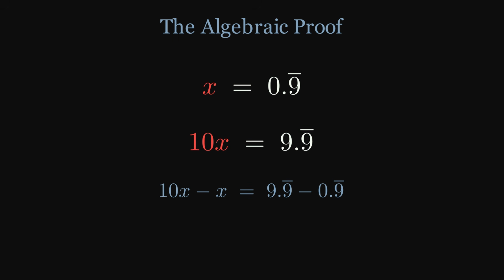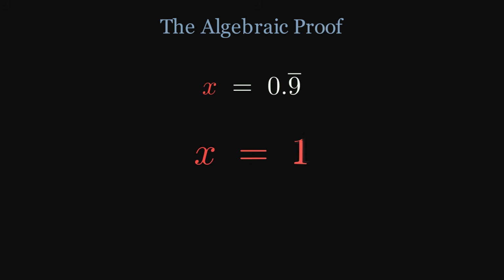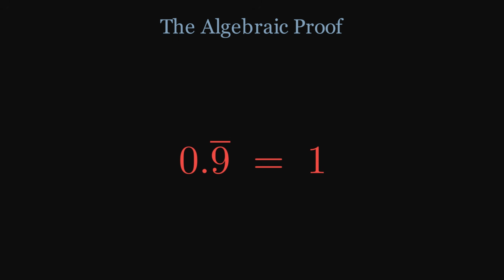On the left, 10x minus x equals 9x. On the right, 9.9 repeating minus 0.9 repeating. The repeating tails cancel. You are left with just 9. So 9x equals 9. Divide both sides by 9, x equals 1. But x was defined to be 0.9 repeating, so 0.9 repeating equals 1. That is the schoolyard proof.